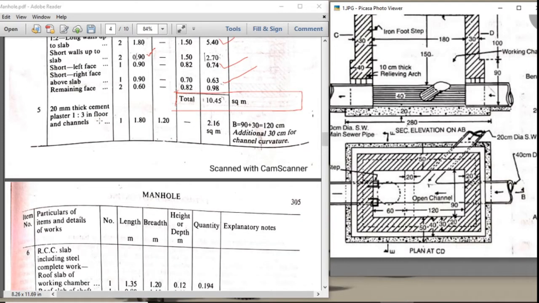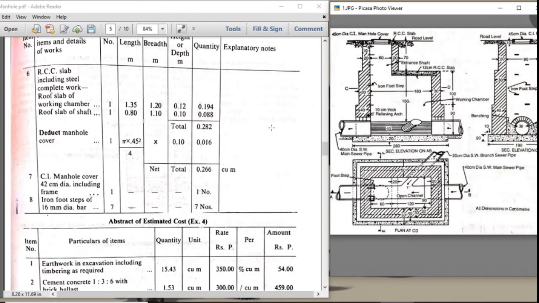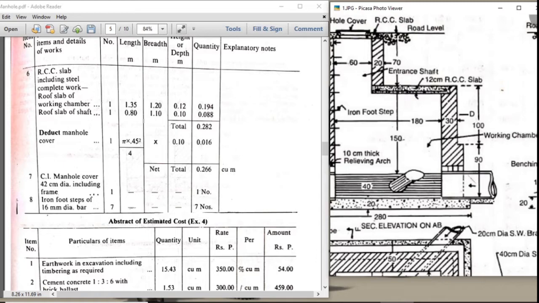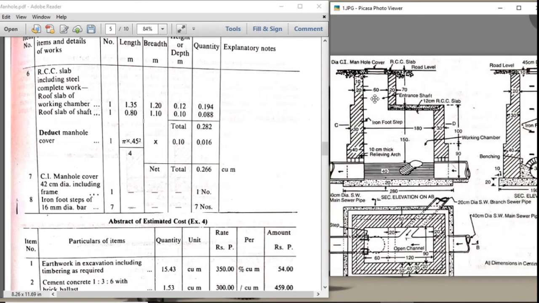So 20 mm plastering is 1 into 1.80 is the length, and the breadth is 1.20. Multiply it, you will get 2.16 square meters. The sixth item is RCC slab including the steel complete work. Okay, roof slab of working chamber plus roof slab of shaft. This is the shaft and this is the working chamber.